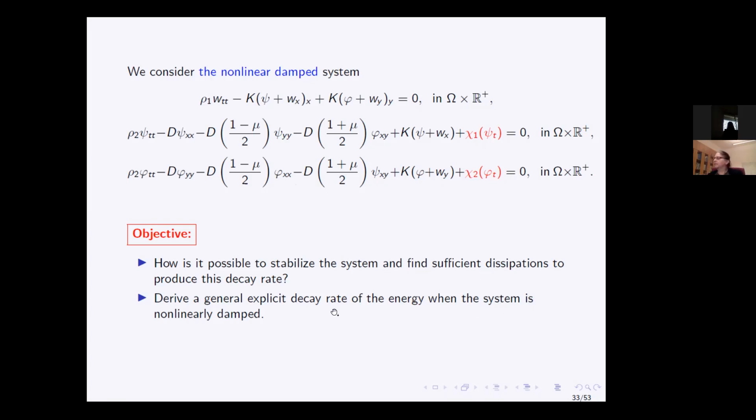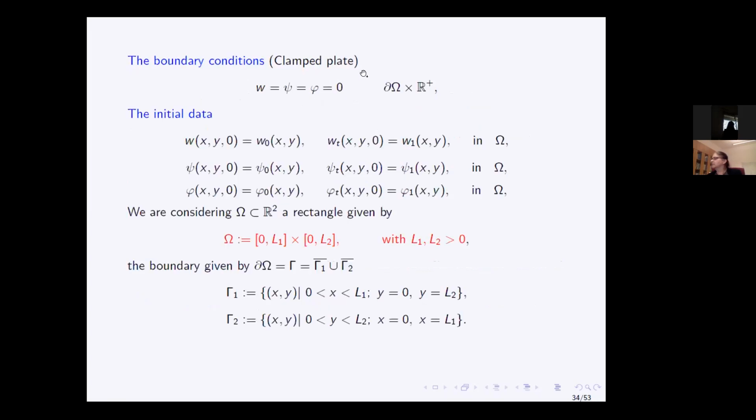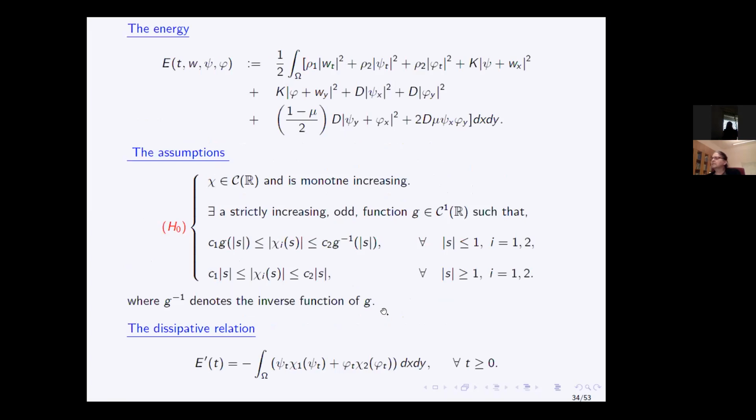is non-linearly damped. We consider the Dirichlet boundary condition, and the initial data given as follows. Here, we assumed that the domain is a rectangle, so we have L1 and L2. The boundary is given as follows. The energy of the system has this expression and the nonlinear terms satisfy this assumption.